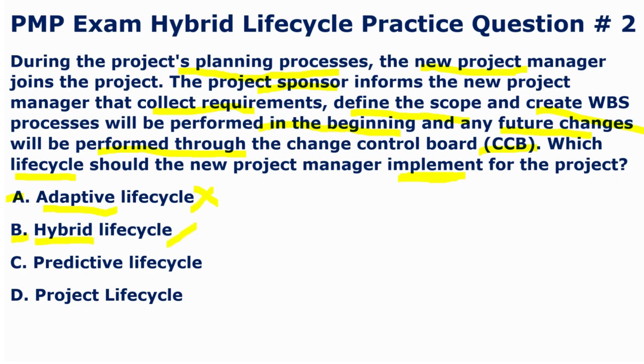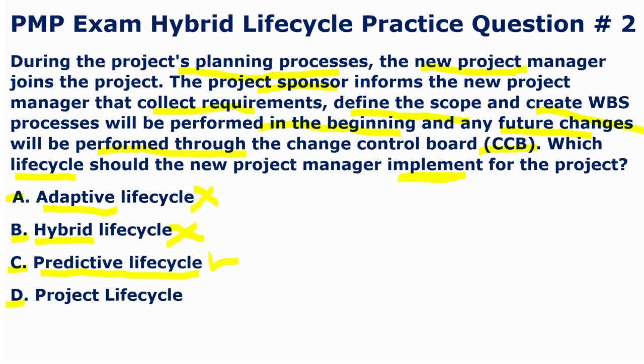So this is also not the best option as well. Let's evaluate option C, which states that the new project manager can implement a predictive life cycle, and it is an excellent option as the collect requirements, define scope, and create WBS processes are performed towards the beginning of the project, and it is updated as necessary by using the integrated change control process. Let's park this option and come back after evaluating option D.